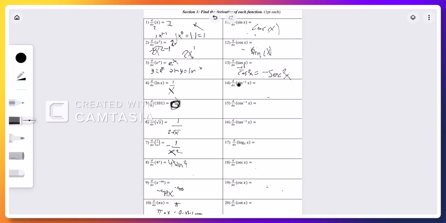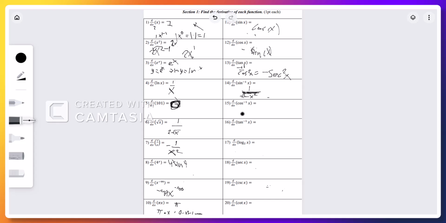For the next question, we have the inverse sine. For the inverse sine, you remember these derivatives. It's not that complicated. It follows the same pattern. So sine is going to be 1 over the square root of 1 minus x squared.